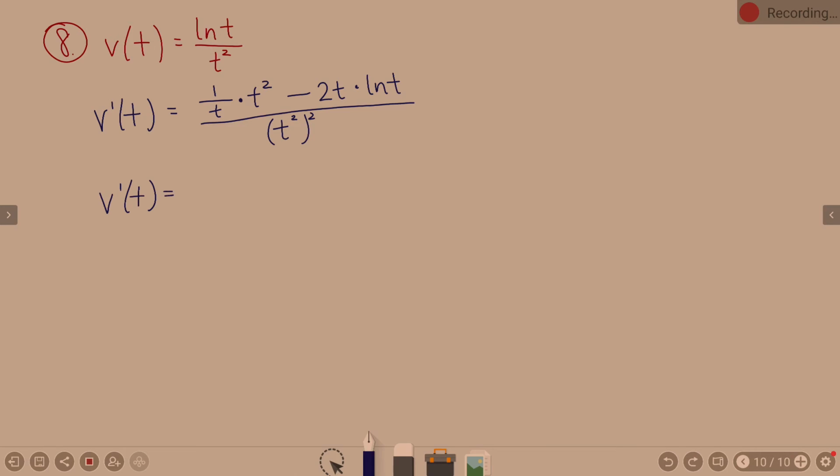I am going to clean that up. Actually, what I need to do is clean it up and set equal to 0, but good thing to realize here, 1 over t times t squared. If you multiply 1 over t and t squared, a t will cancel. You're going to have t minus 2t natural log of t over t to the 4th.